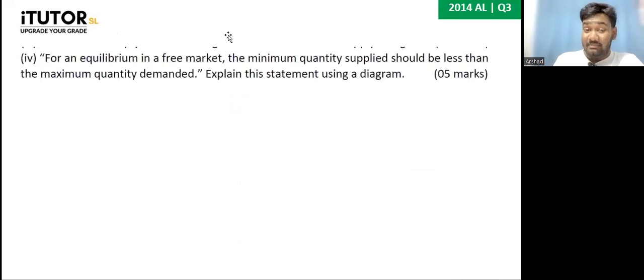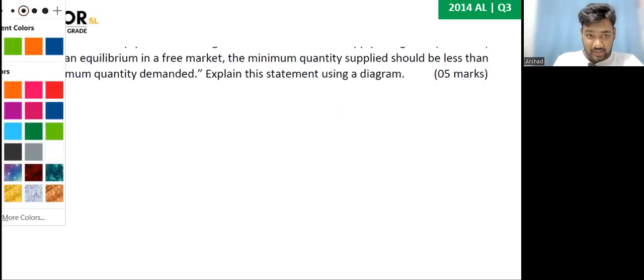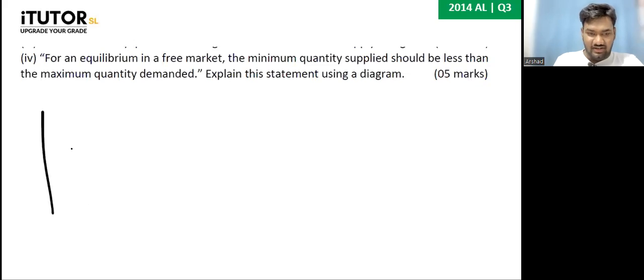For an equilibrium in a free market, the minimum quantity supplied should be less than the maximum quantity demanded. Explain this using a diagram or a case. Right. So this is an interesting question. Okay. So we'll draw one by one.